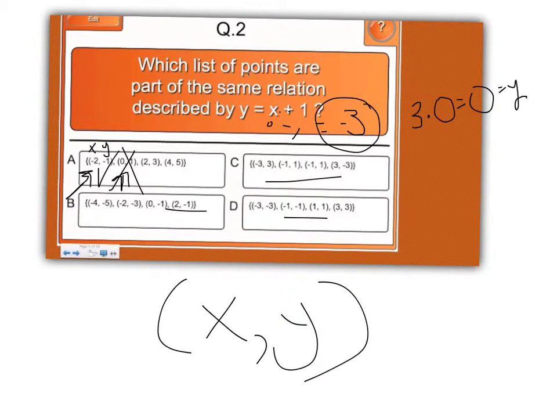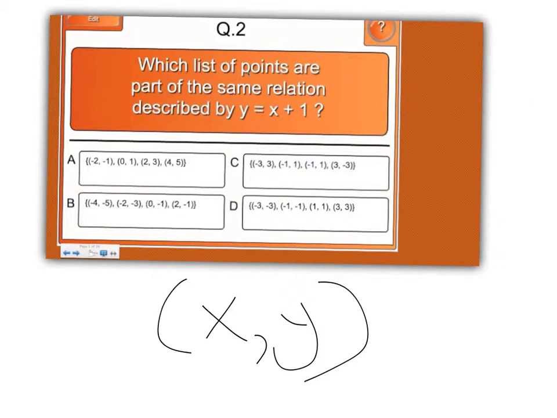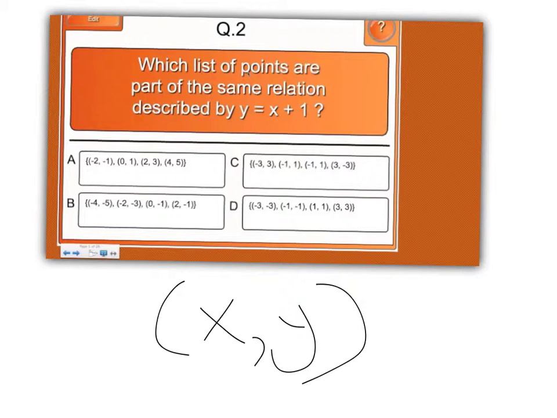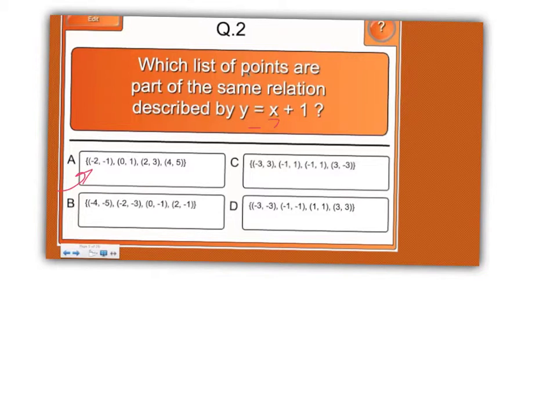And I could go ahead and do the exact same thing for the next question, which list of points are part of the same relation as x plus 1. So in this case, I can, again, start the same way. If x is -2, then I have -2 plus 1, which is -1. So that works. Then I'll try this point, 0 plus 1 equals 1, so that works. And I would find out that 2, 3 works and 4, 5 works as well. So my answer is A.